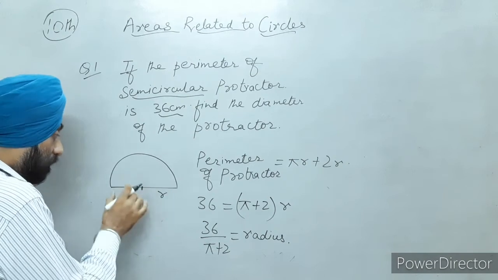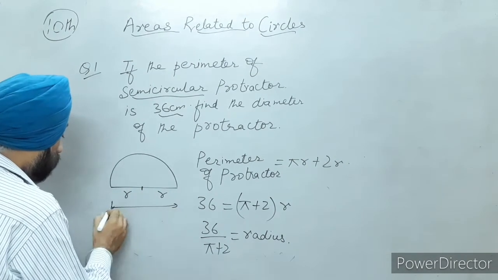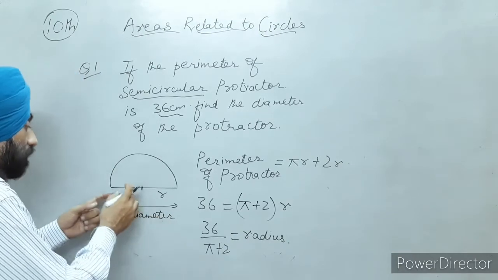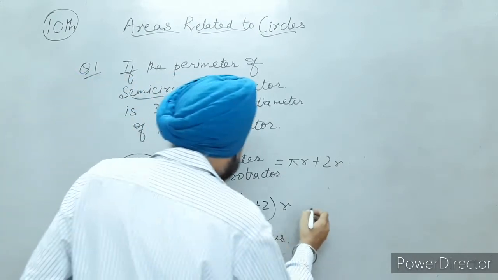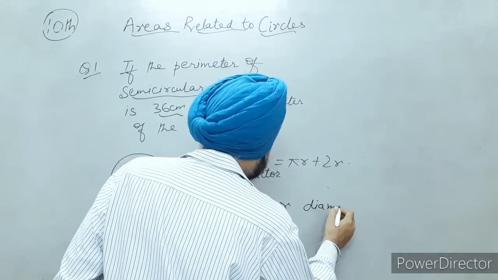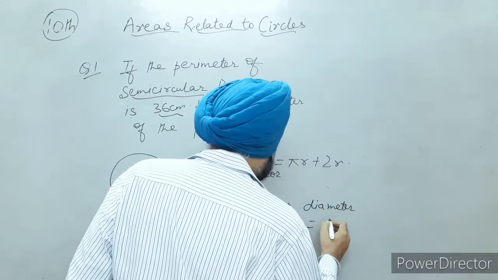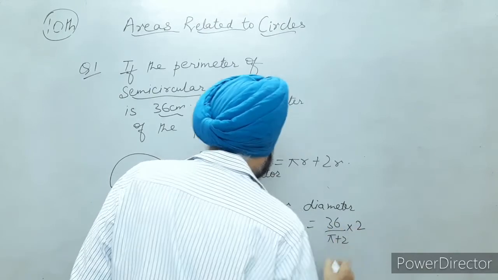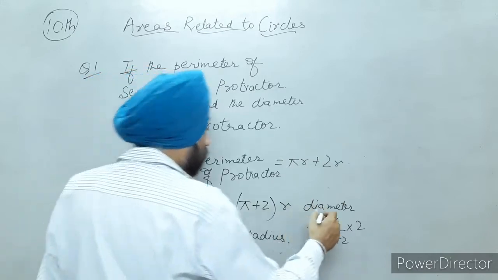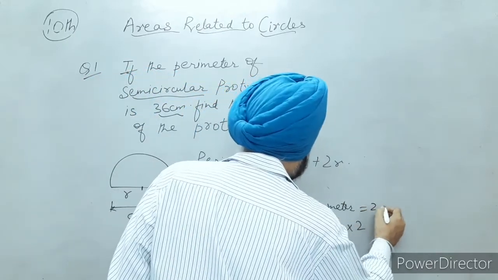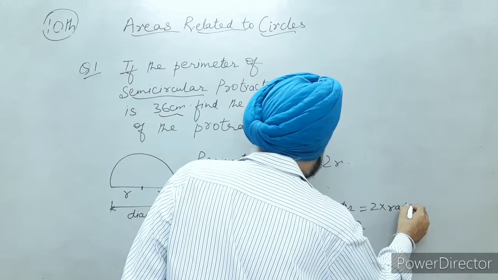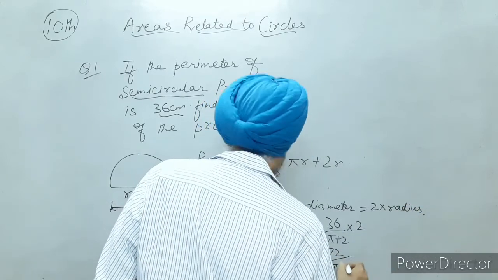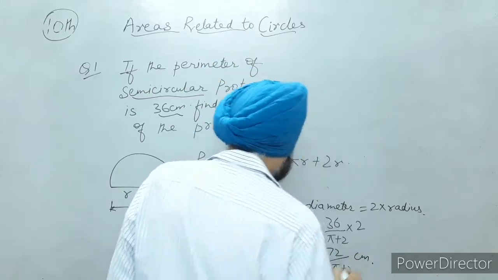Now, what will be the diameter? This is the diameter, right? So diameter is equal to r plus r, that is 2r. So diameter will be 36 upon pi plus 2 multiplied by 2. Diameter is twice the radius. Now 72 upon pi plus 2 centimeters is the answer.